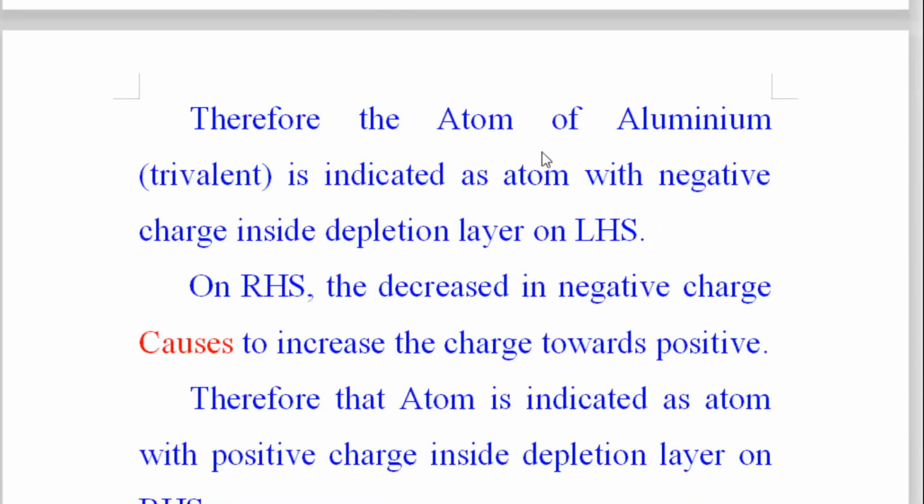Therefore, the atom of aluminium, which is a trivalent impurity, is indicated as an atom with negative charge inside the depletion layer on the left-hand side. So I am going to show you that diagram of the depletion layer. Inside the depletion layer, the atom on the left-hand side will be marked with what? Negative charge, a minus sign. Why? Because the total negative charge is increased.